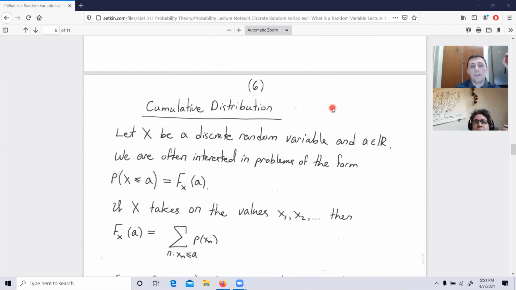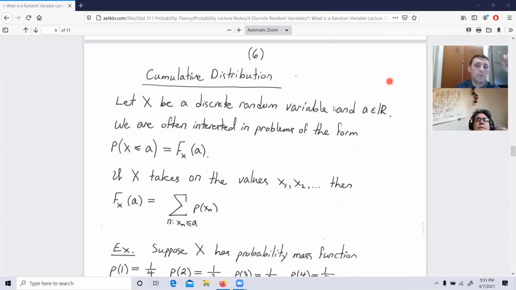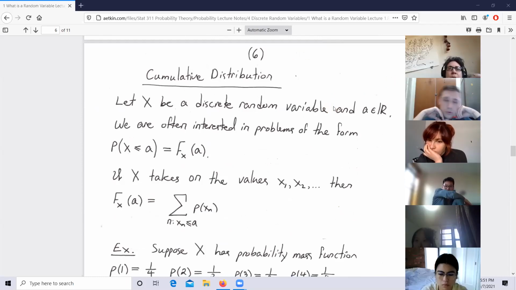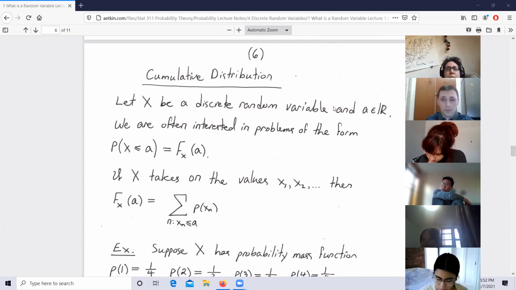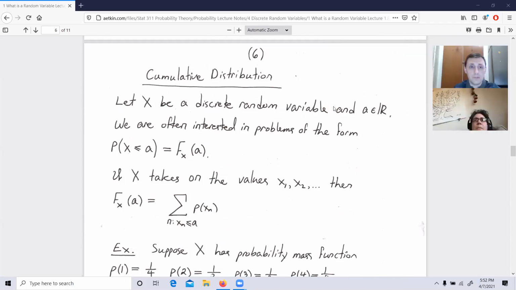Then we have something that is called cumulative distribution. I cannot tell you what its main use is. If it's a discrete random variable, it's definitely very useful when you have continuous random variables, because it ends up being the antiderivative. It ends up being the fundamental theorem of calculus. But in general, the cumulative distribution is just the probability that x is less than or equal to a. So that means it's the summation of all the probabilities of values that are less than this particular real value a.